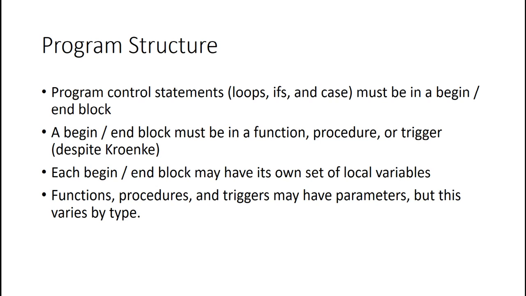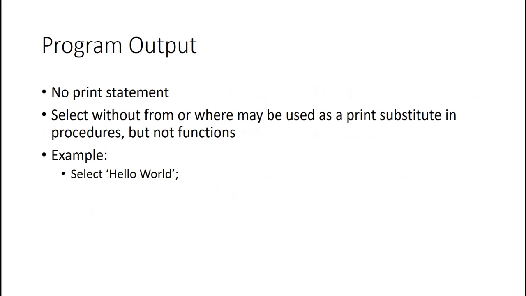Each begin-end block can have its own set of local variables, which shouldn't surprise us. We're used to, say, in Java, having a method or a class that has its own set of variables. And functions, procedures, and triggers can have parameters, but this varies by type. There are ways to pass information in, not so much triggers, but they vary by type, and we'll look at those at some point. But right now I'm going to focus on what's common to everything.